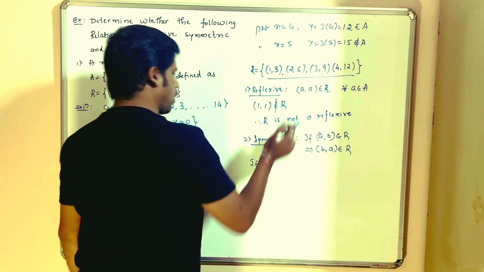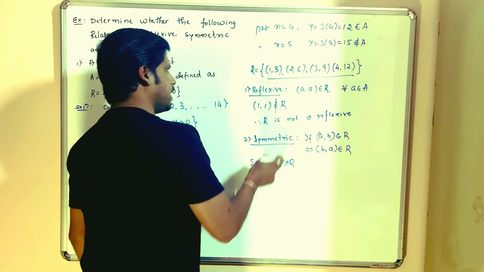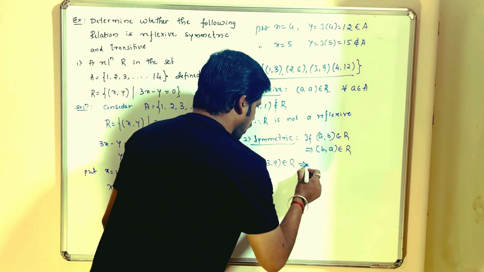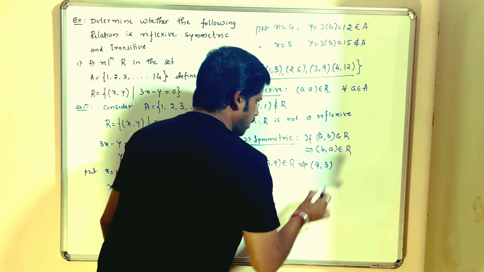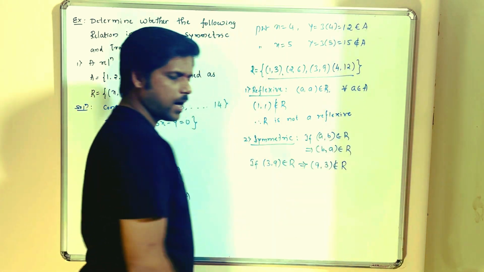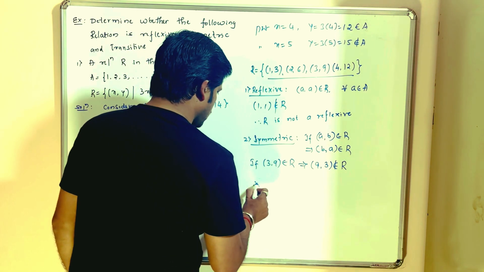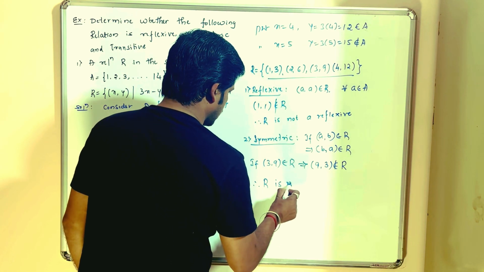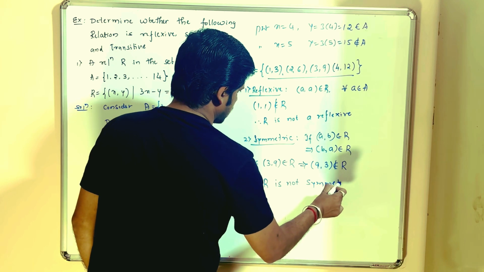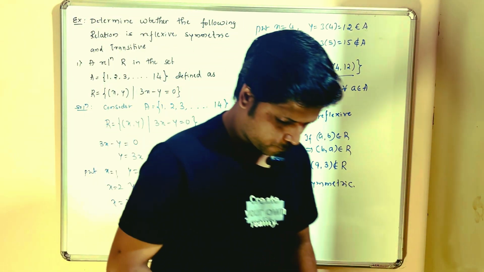So I will consider 3, 9. 3, 9 belongs to R. Yes, it belongs to R. What about the reverse? 9, 3. Whether it belongs to R? No. So it does not belong to R. So therefore R is not symmetric, right? So therefore R is not symmetric. Understood?